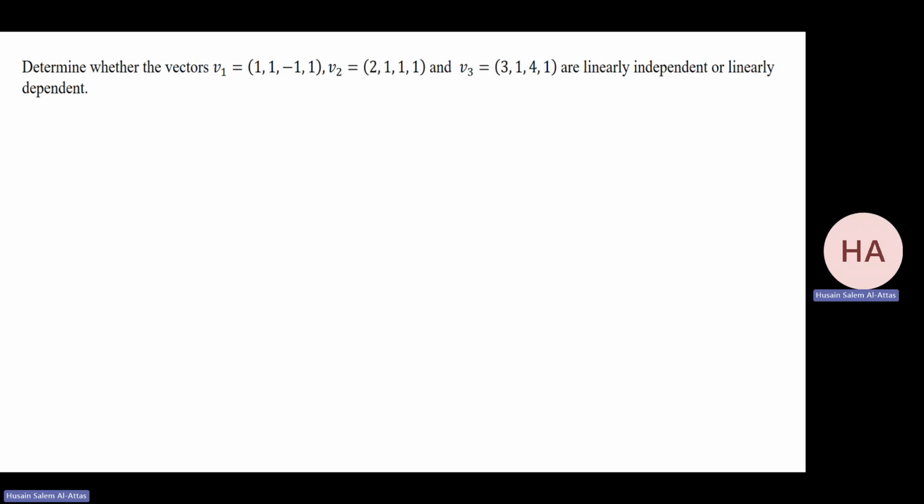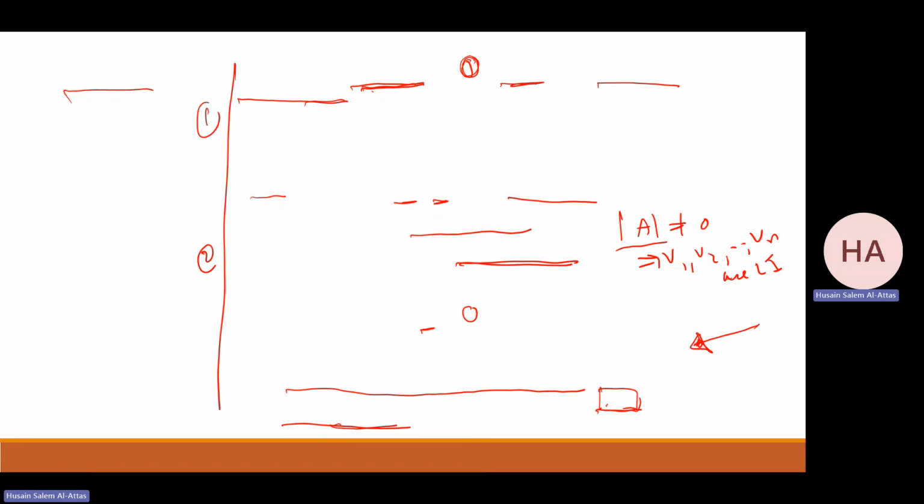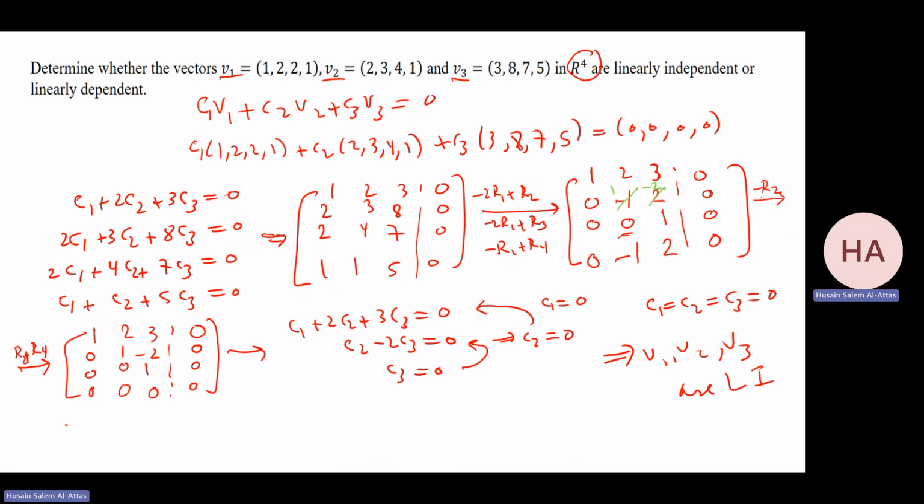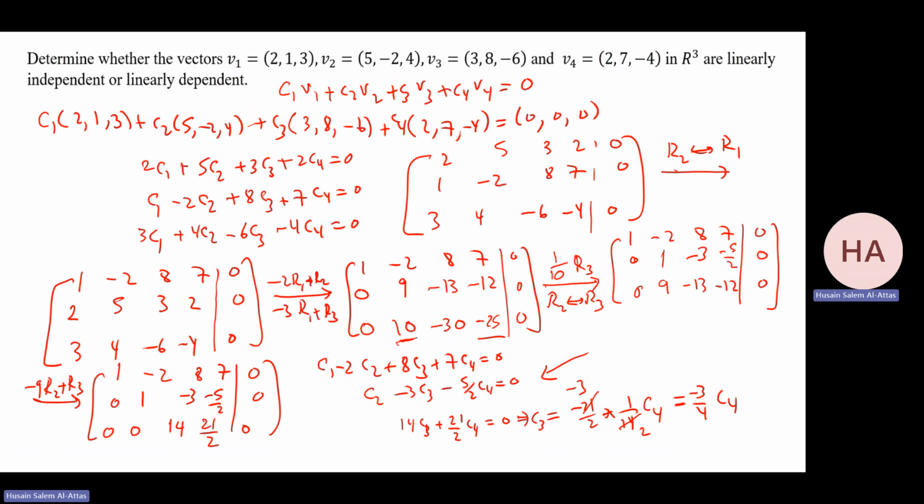Now determine this. How many vectors do we have? We have 3 vectors. Well, you know what? I will go back to the previous examples which we did. How many vectors do we have here? We have 3 vectors in R4. So the number of vectors is less than n, and we need to do it through the submatrix.